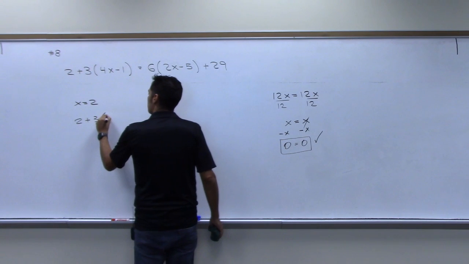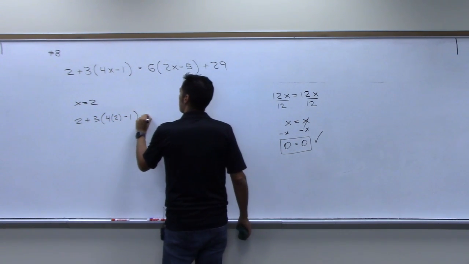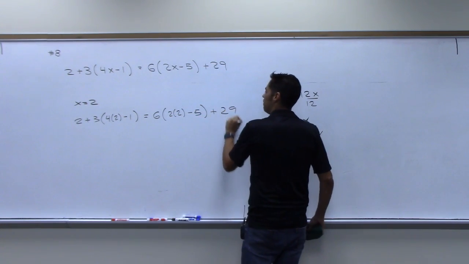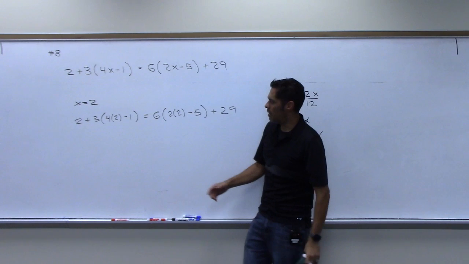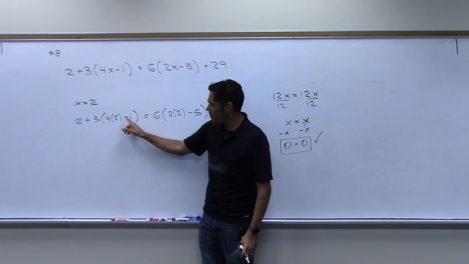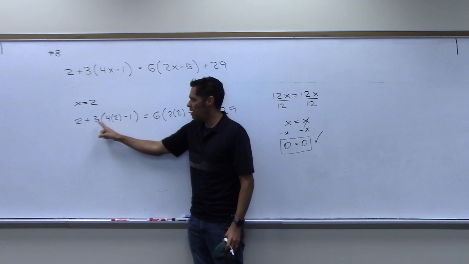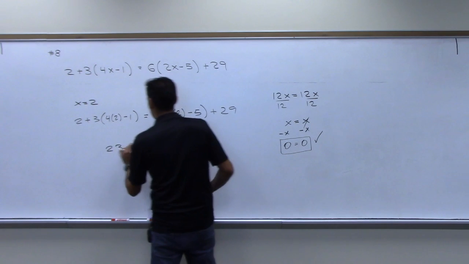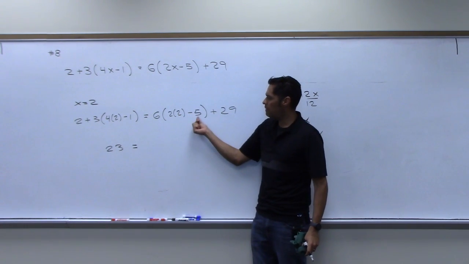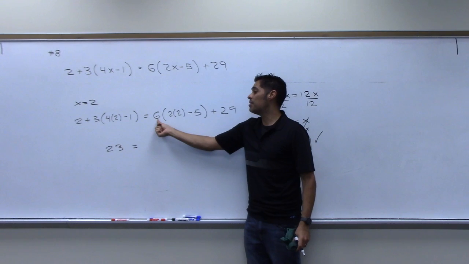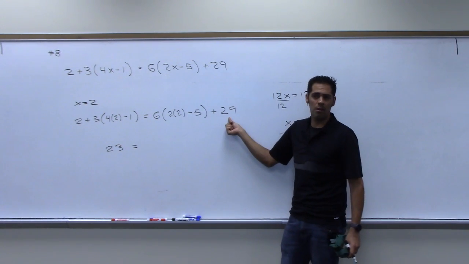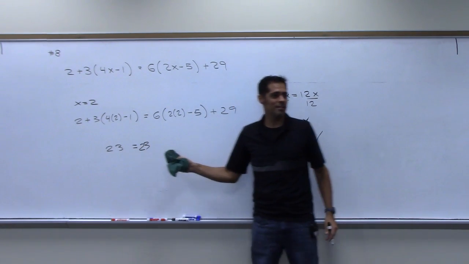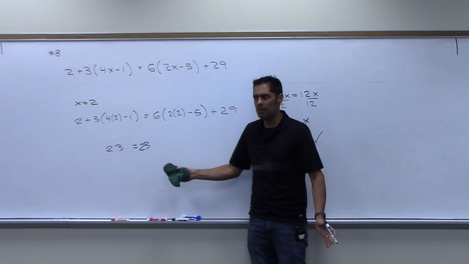2 plus 3, 4 times 2 minus 1 equals 6, 2 times 2 minus 5 plus 29. So I'm going to do this kind of quick. 4 times 2, 8 minus 1, 7. 7 times 3, 21 plus 2, 23. The left side's 23. Let's see what the right side is. 4 take away 5, negative 1, times 6, negative 6 plus 29, 23. It's the same, right?